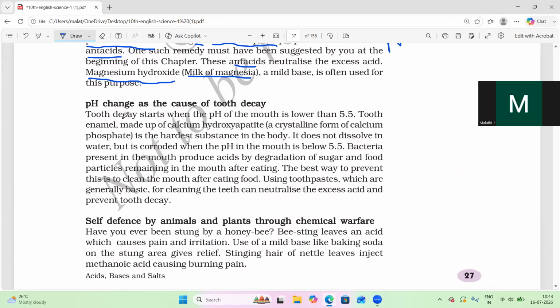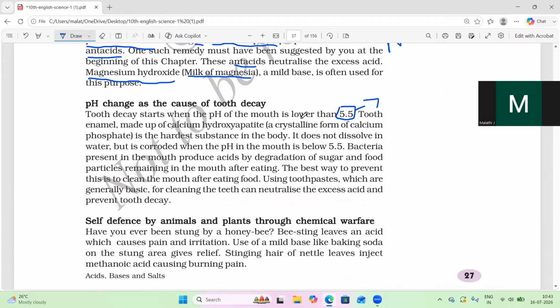Then one more thing: pH change causes tooth decay. This is also an important question. Usually the pH of our mouth is 5.5. Tooth decay starts when the pH of the mouth is lower than 5.5. If it is between 5.5 and 7, it is neutral pH.